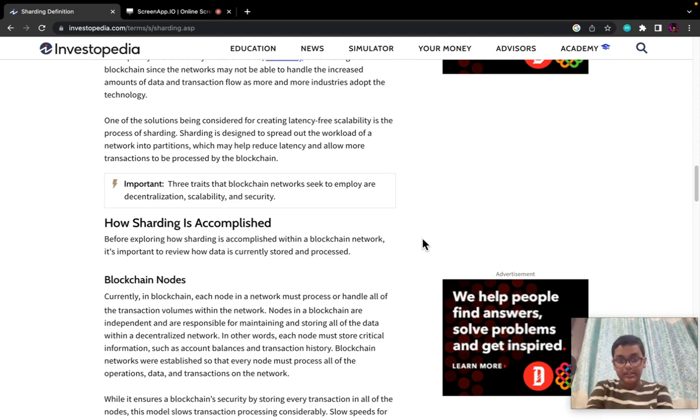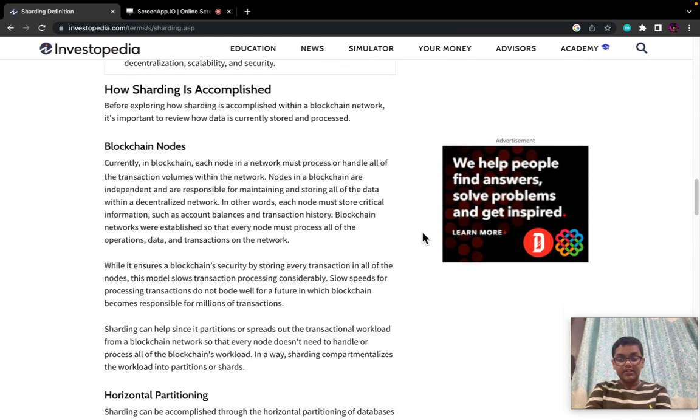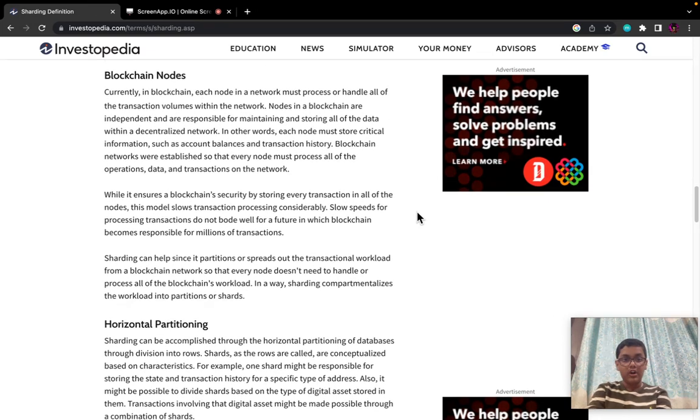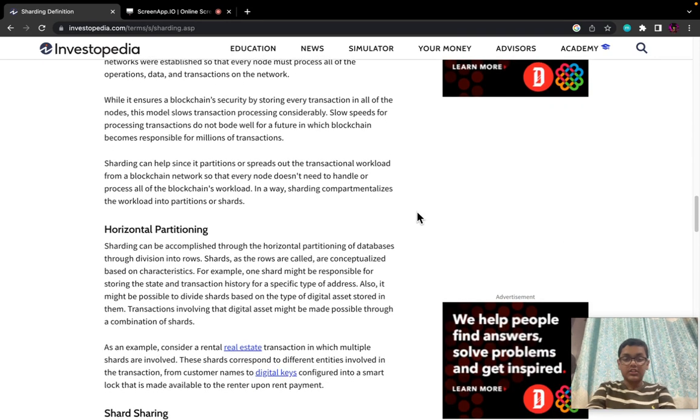How sharding is accomplished. Before exploring how sharding is accomplished within a blockchain network, it's important to review how data is currently stored and processed. Blockchain nodes. Currently in blockchain, each node in a network must process or handle all of the transaction volume within the network. Nodes in a blockchain are independent and are responsible for maintaining and storing all of the data within a decentralized network. In other words, each node must store critical information such as account balances and transaction history. Blockchain networks were established so that every node must process all of the operations, data and transactions on the network.